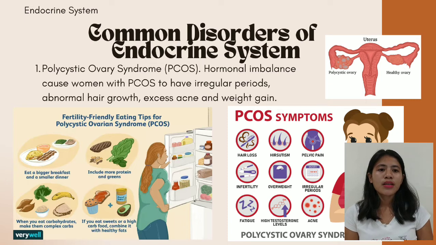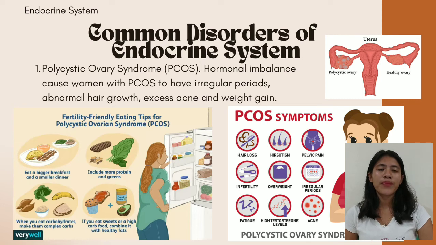ovaries. So, makikita rin naman natin kung ano yung mga symptoms ng PCOS and kung ano yung mga dapat natin gawin para malunasan ang PCOS. So, we have here the symptoms of hair loss, hirsutism, pelvic pain, so kung nasasakit yung ating pelvic, infertility, overweight, irregular periods, fatigue, high testosterone levels, and acne. So we have here also how to paano malunasan yung PCOS.